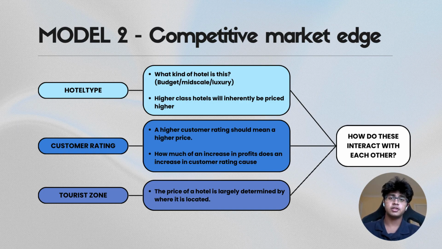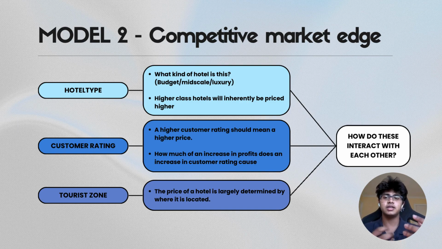All right, moving on to our second model, which we chose to investigate further. This model uses hotel type, customer rating, and tourist zones as its predictors. We start with the assumption that a hotel's class, whether budget or luxury, acts as a primary price floor, a baseline, if you will. The tourist zone dictates the demand premium. Finally, we looked at customer rating as a measure of the perceived quality of this hotel.